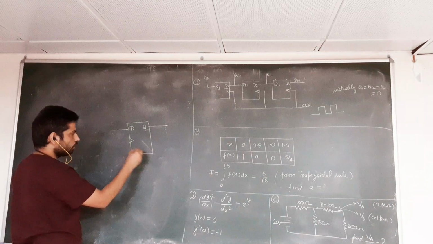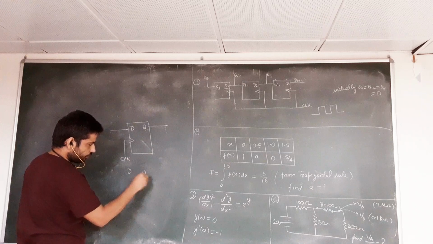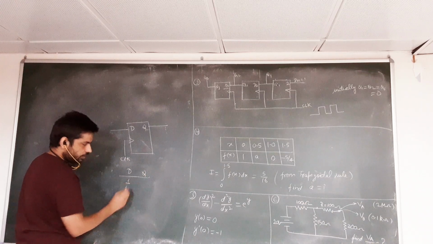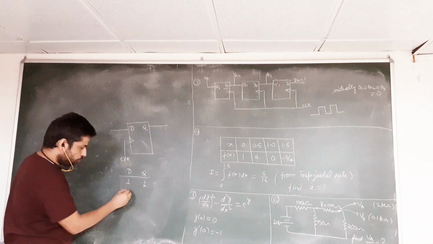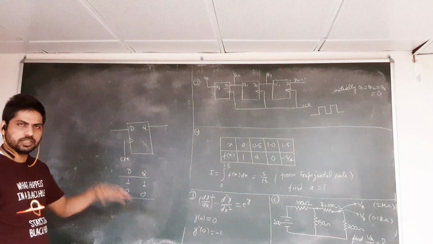So if this is the clock, this is D and this is Q. If the input is 1, then the output will be 1. If the input is 0, then the output will be 0. So this is the D flip-flop. So we have to use this property.